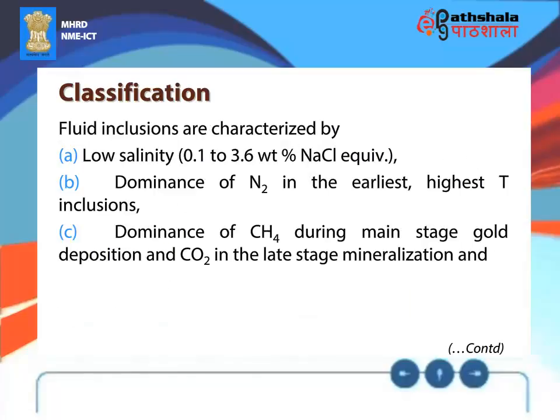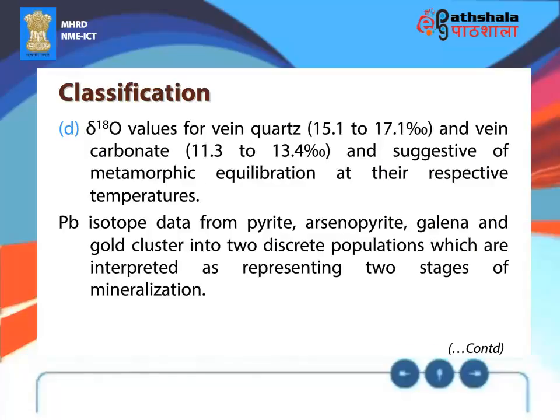Fluid inclusions are characterized by: A. Low salinity, 0.1 to 3.6 weight percent sodium chloride equivalent. B. Dominance of nitrogen in the earliest, highest temperature inclusions. C. Dominance of methane during main stage gold deposition and carbon dioxide in the late stage mineralization. And D. Delta O-18 values for vein quartz 15.1 to 17.1 per mil and vein carbonate 11.3 to 13.4 per mil, suggestive of metamorphic equilibration at their respective temperatures.